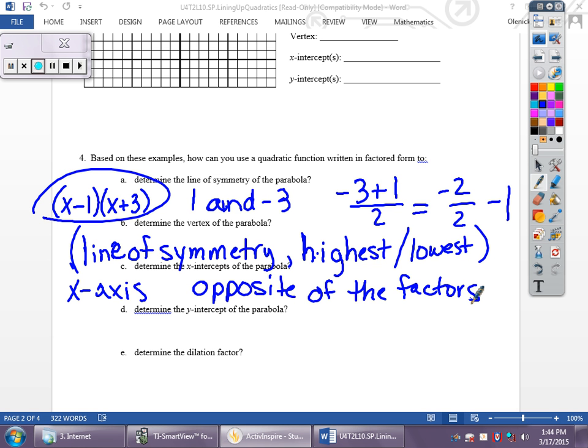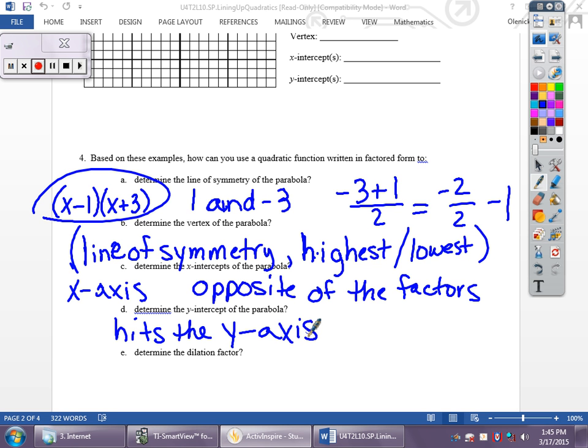Y-intercepts. Okay, the y-intercept is where it hits the y-axis. And there's also a kind of cool way to do it. We're going to see a shortcut in a second, but let's stick with the y-intercept is where it hits the y-axis. I'm going to show you a shortcut in a minute.